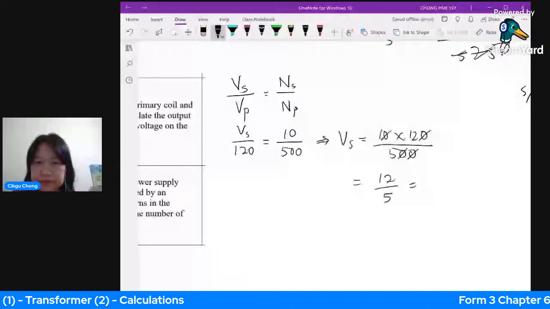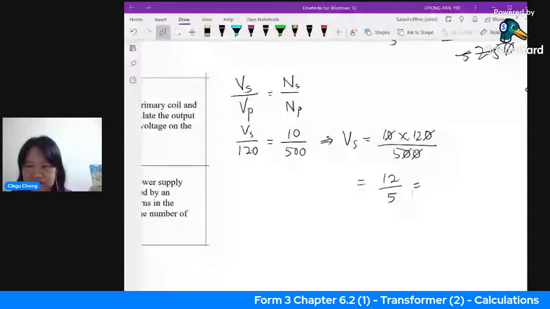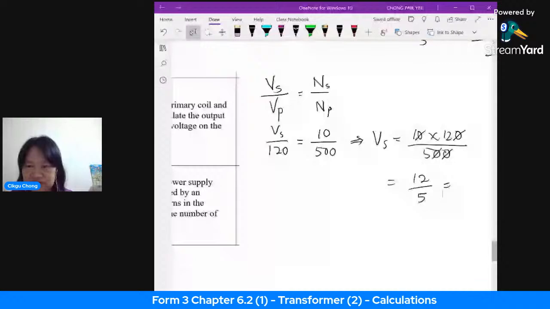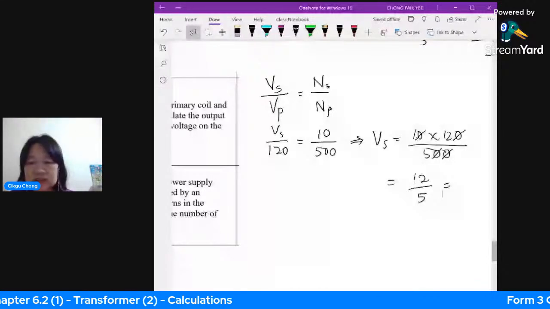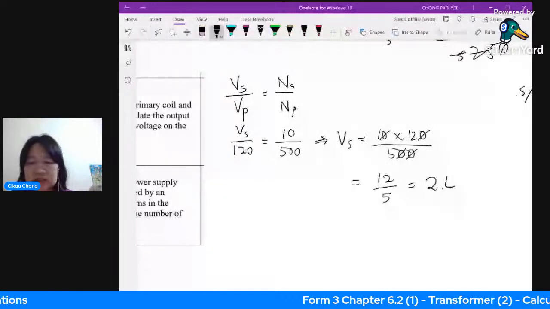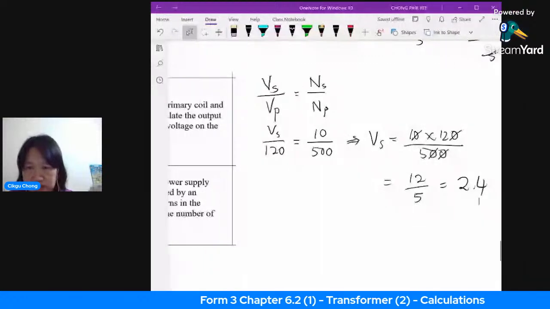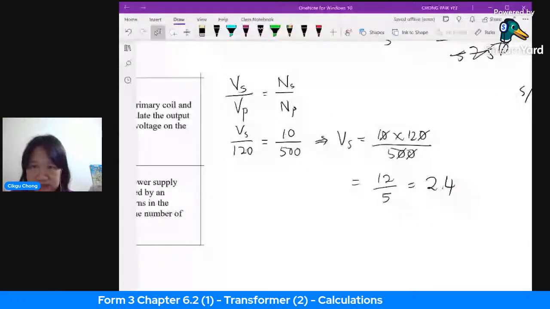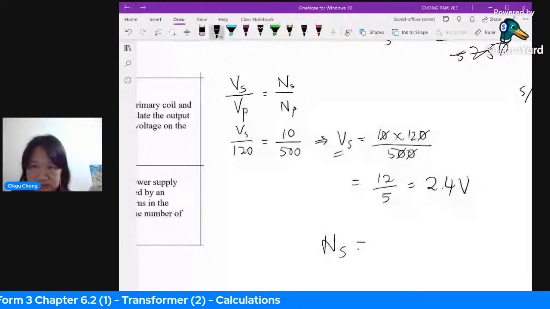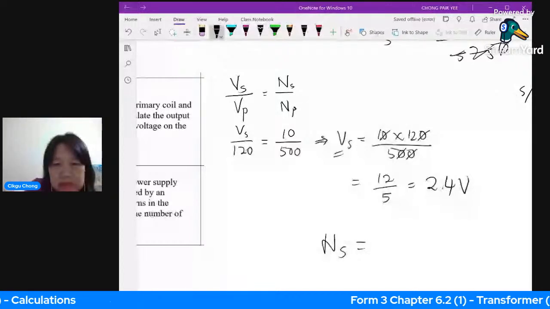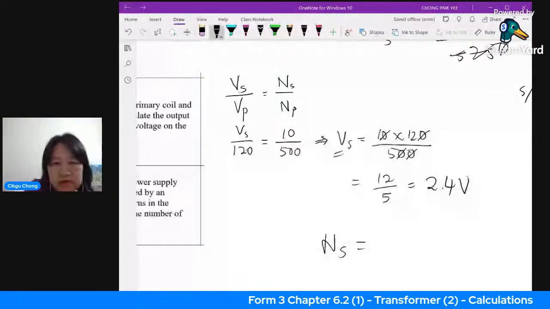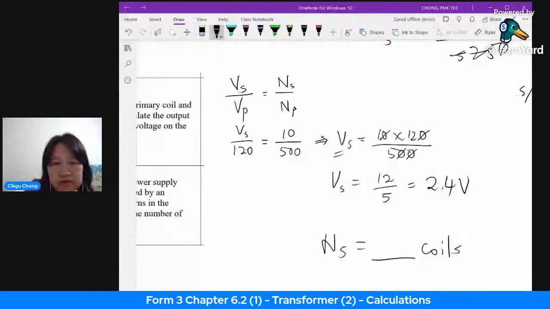What is the answer here? Let me check. I think some of you have already finished. All right, 2.4. 120 times 10 divided by 500 is 2.4. The unit here is volt, correct, because you're looking for V, so it must be volt. If your answer is NS or NP, then it must be coils. If you're looking for V here, your V definitely is volt. Done, simple. Go to the second one.